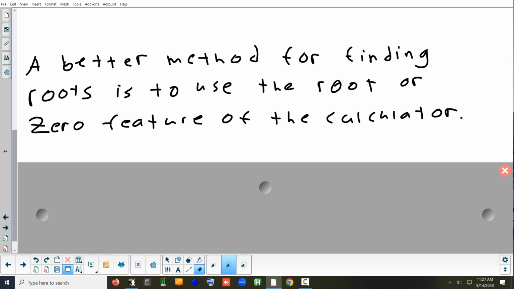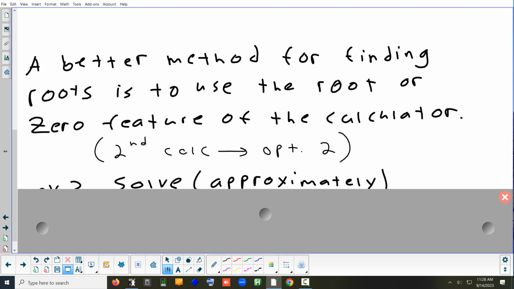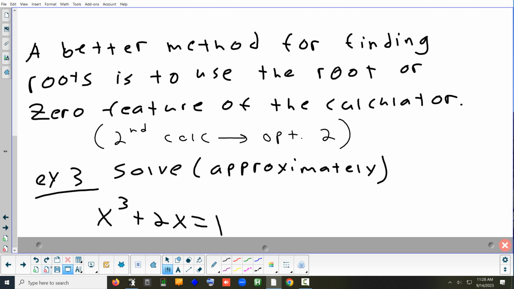You go to second, I think I write it down. No, I don't. So it's where you press second, calc, and then it's option 2. Again, that only applies to my type of calculator. But that's how you do it. Now, this is a cubic.